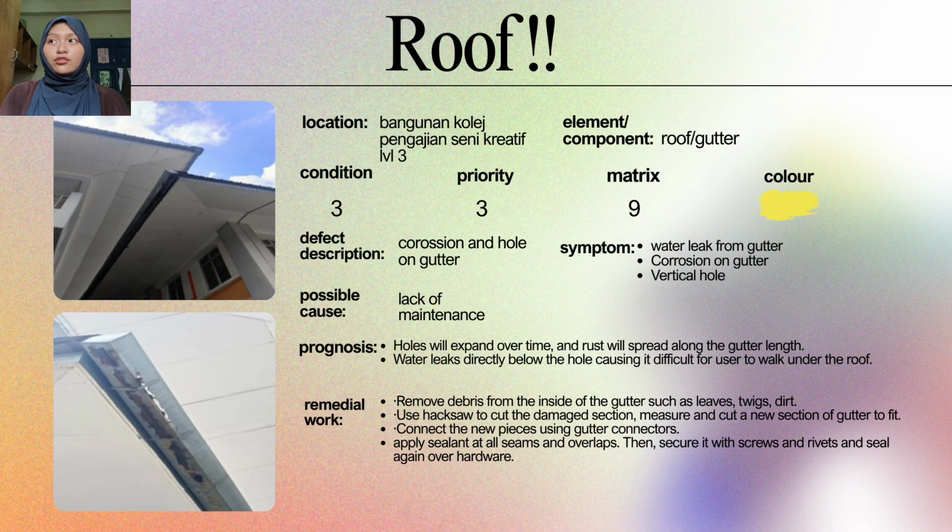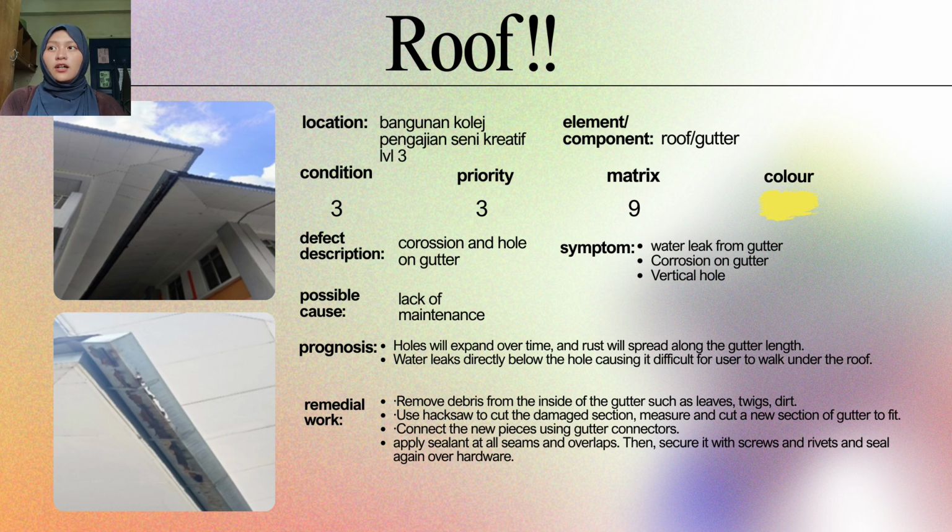The next defect for roof is at Bangunan College Pengajian Seni Kreatif, Level 3. The element is roof. The component is gutter. The condition of this defect is 3, which is urgent, and the priority is also 3, urgent. The metric is 9, condition monitoring, and the color is yellow, which is fair.